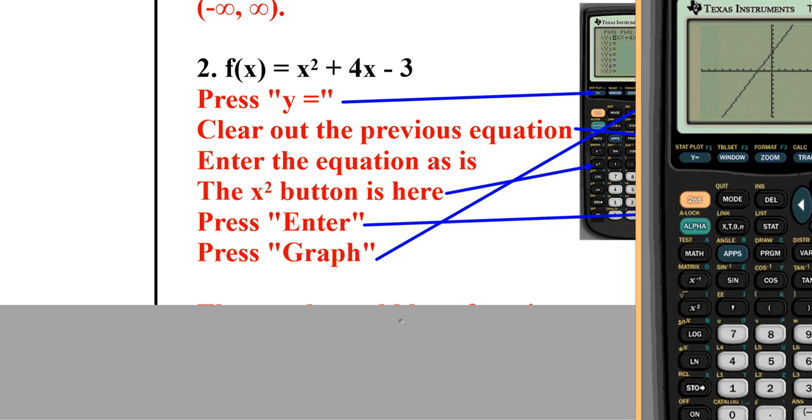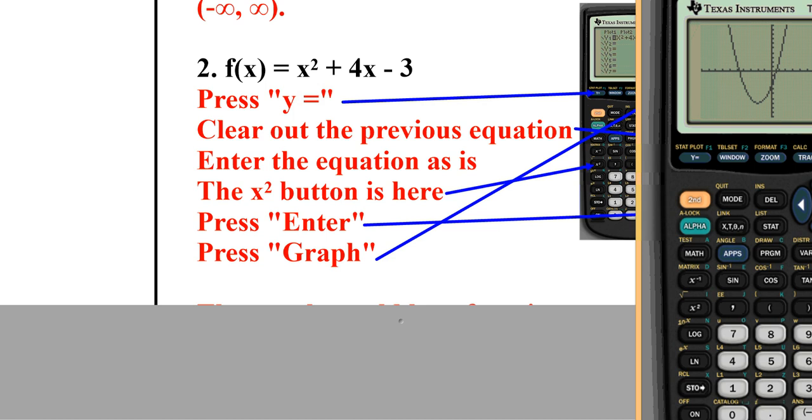So if we pull up our graphing calculator, we're going to go to the y equals screen and clear out our previous equation. And then we're going to enter in x. And then the squared button is right here, x squared. And then plus 4x minus 3. And then hit enter and graph. And you'll notice that this graph looks much different. It's a parabola. And so you could sketch a picture of this onto your worksheet if you were doing that.